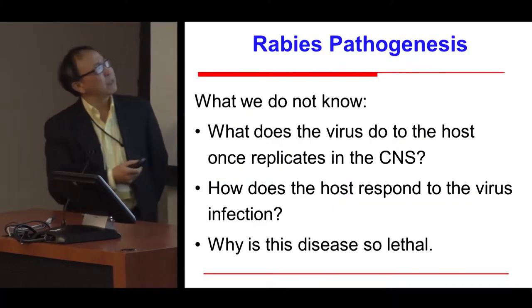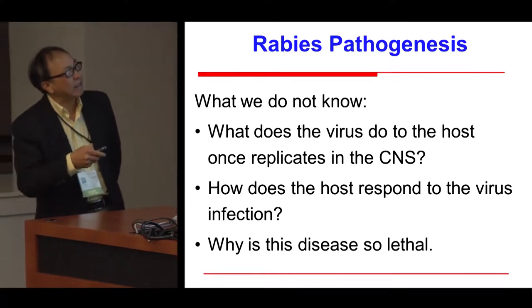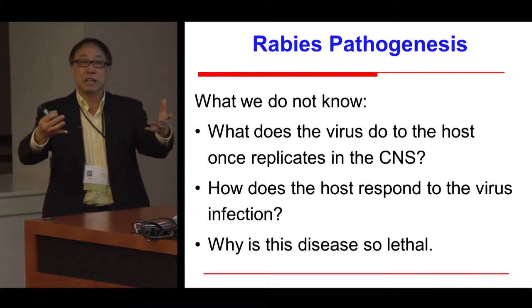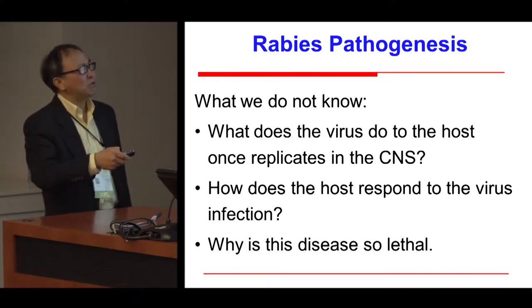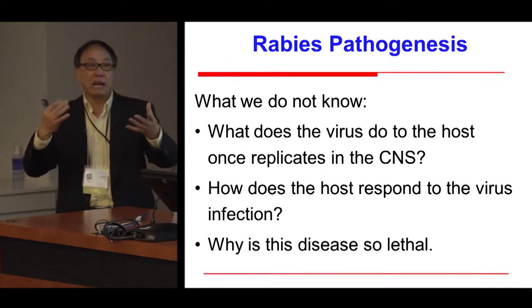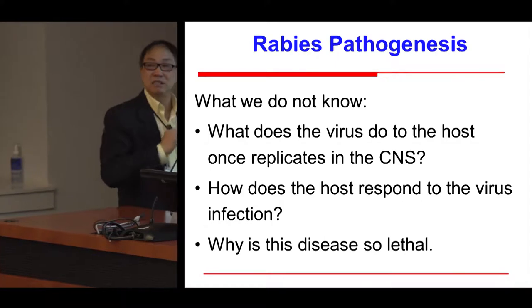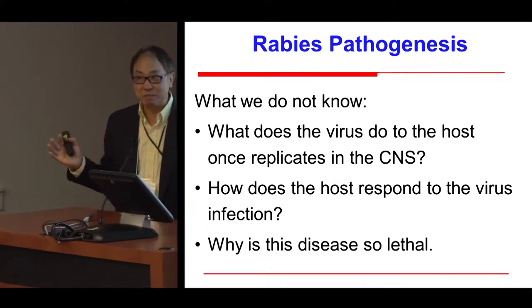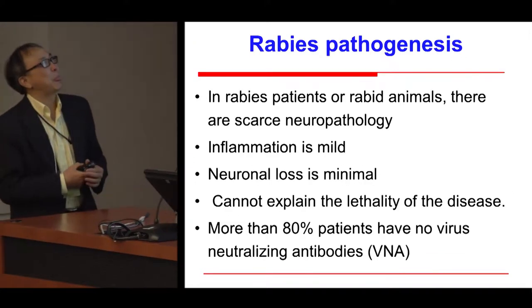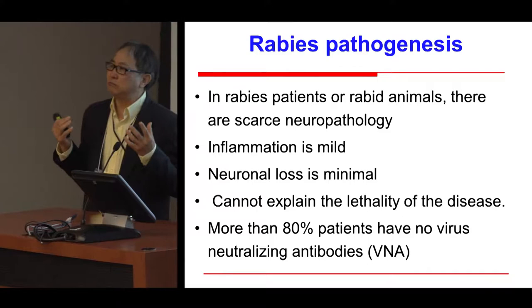For example, once the virus is in the brain and replicating there, what does it do to the host? What does it do inside the brain? And how does the host respond? We all know we respond to infection, whatever it is. Of course, the ultimate question is, why is this so lethal? It doesn't mean we have solved the problem yet, but I think we have pushed it one step closer.